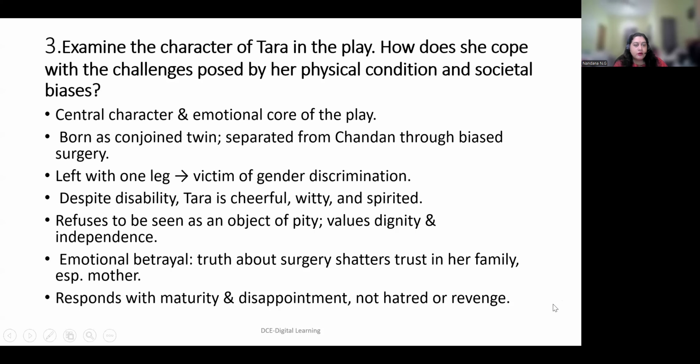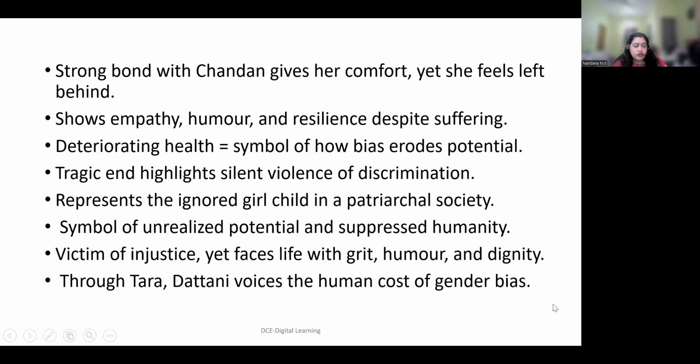Another thing to be noted is that her strong bond with Chandan gives her comfort, yet she is left behind. In fact, she never hates Chandan for getting the other leg. That is one thing that should be clearly noted. She shows empathy, humor, and resilience despite suffering. Her deteriorating health is a symbol of how bias erodes potential.